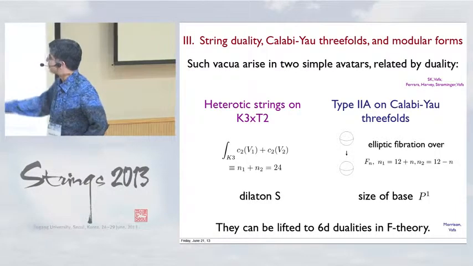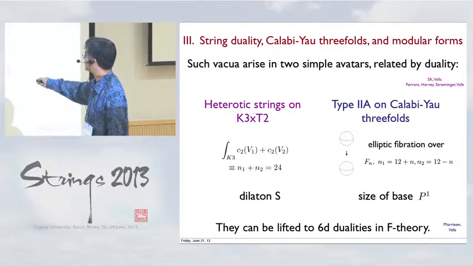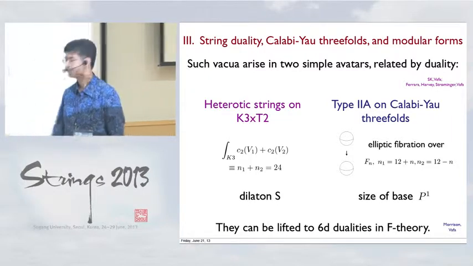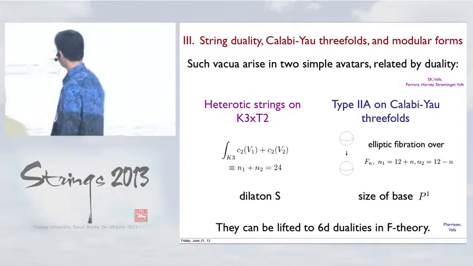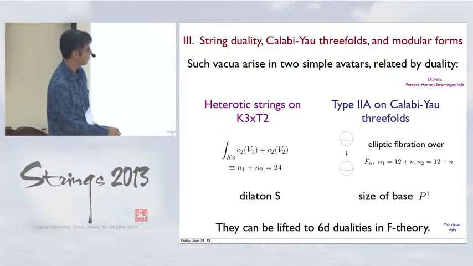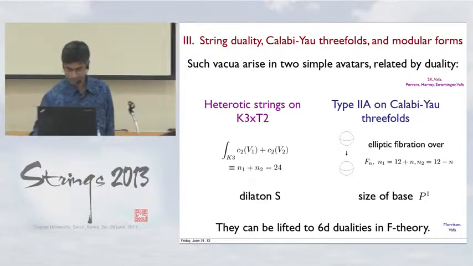In this map, also, the dilaton in the heterotic string has a very geometrical role here. It maps to the size of the base P1 of this Hirzebruch surface, which is a P1 bundle over P1. Okay. And all these statements were first derived in precision or generality and can be lifted to 6-dimensional dualities in the F-theory setting. But I'll speak in 4 dimensions.